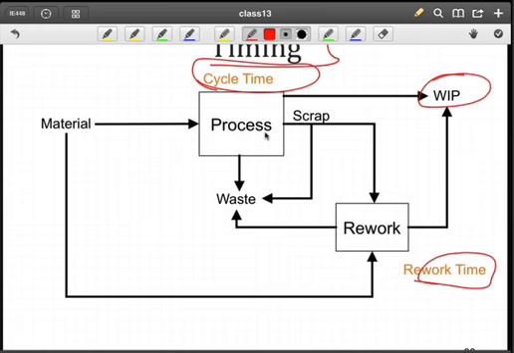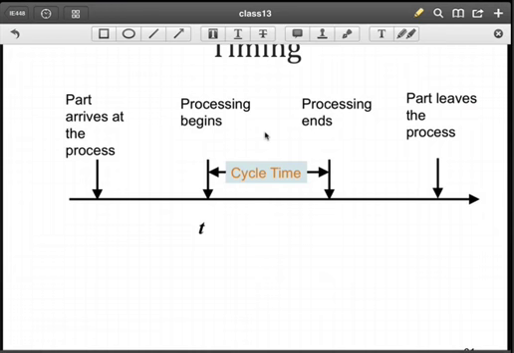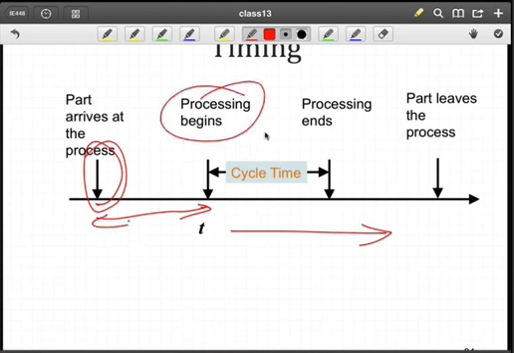What does that look like in terms of a time scale? Well, when we think about an individual process, we think about when a part arrives at the process, and this occurs at this instant in time. And as you can see here, time is progressing from left to right. After some period of time, the processing actually begins. So this represents the actual cycle time. After the cycle time is complete, then there's a period of time before the part leaves the process.